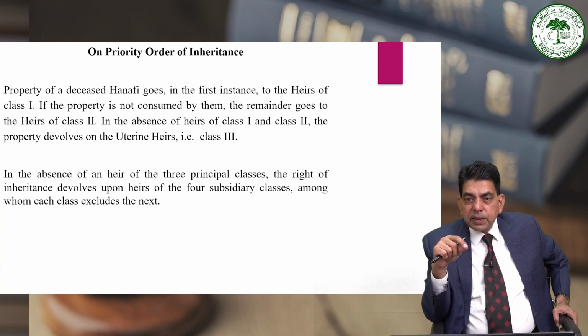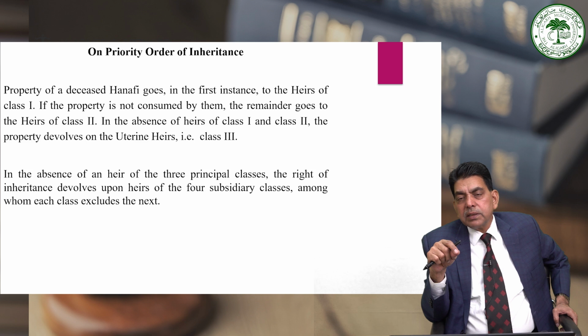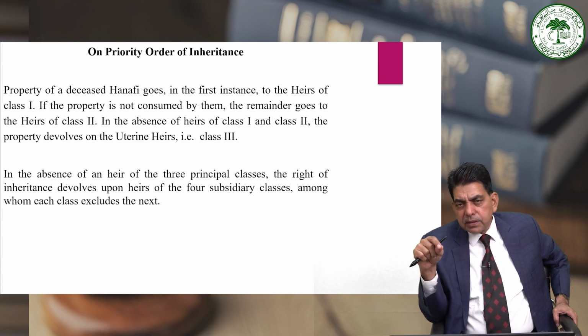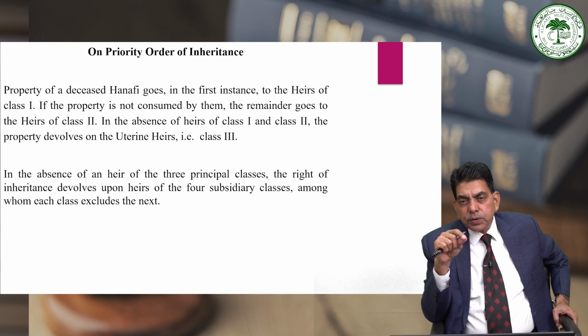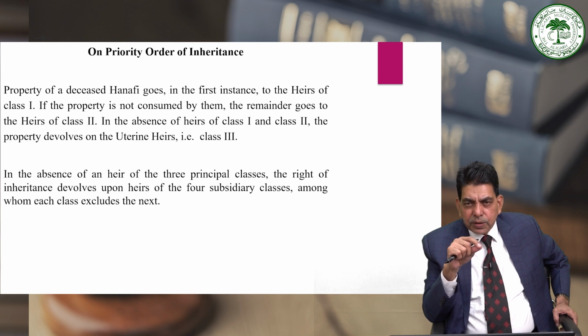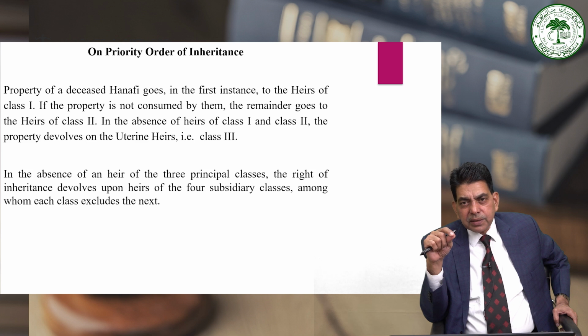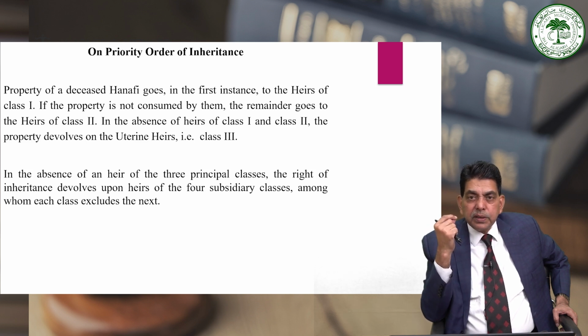Now, remember that in the absence of the heirs of class 1 and class 2, the property devolves on the uterine heirs, that is, on class 3. Here it should also be clarified that if there are some members from class 1, that is from the Quranic class, but there is no one from the agnatic class, then after satisfying the claim of class 1, if anything is left, that will directly go to class 3. So, in the total absence of the class 2 agnatic class, there is a possibility for succession by the members of class 3. If anyone from class 2, any member from the agnatic class is there, then there will be no possibility left for class 3 to succeed to the property of the deceased.